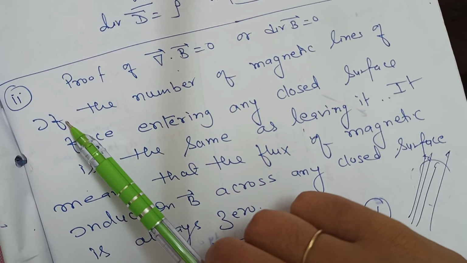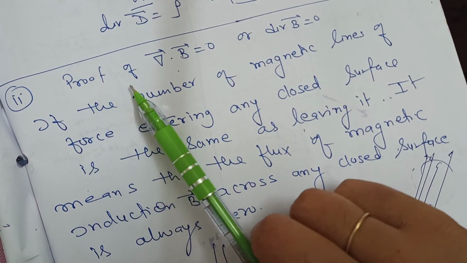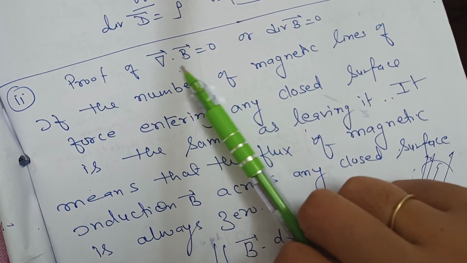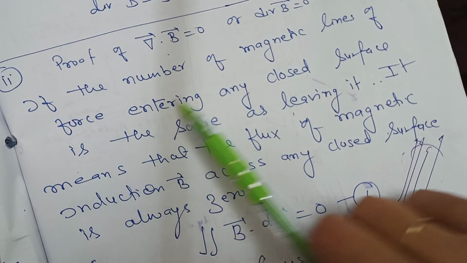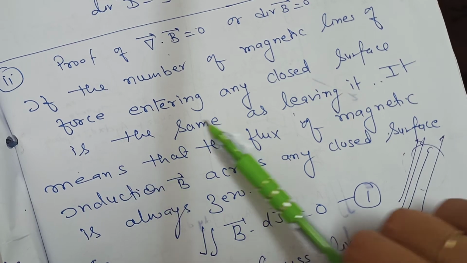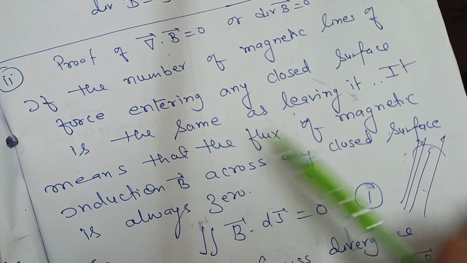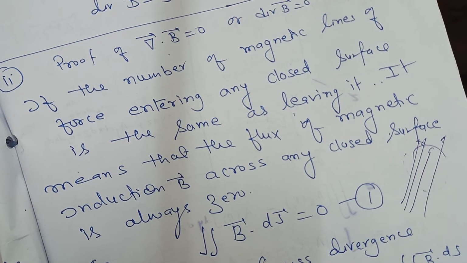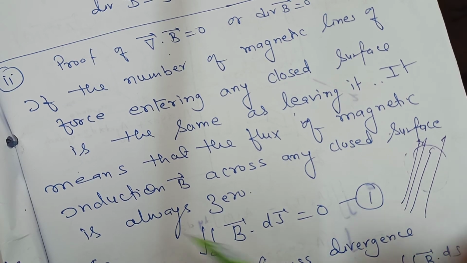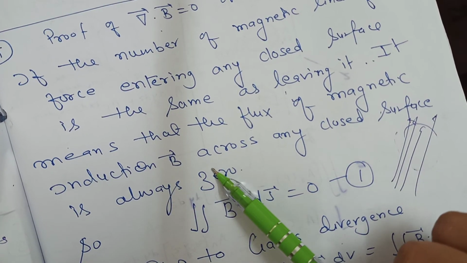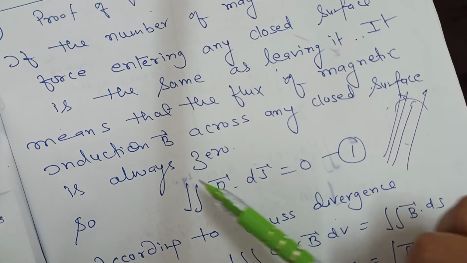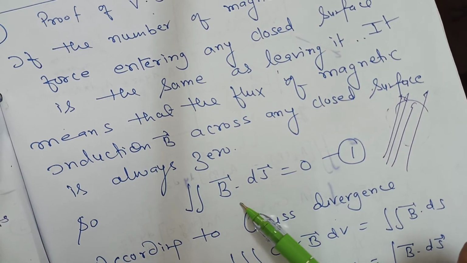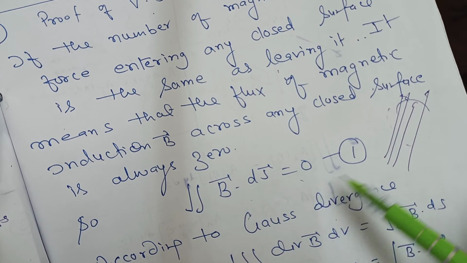Now the proof of the second equation. According to Maxwell's second equation, del dot B is equal to 0, or divergence of B is equal to 0. If the number of magnetic lines of force entering any closed surface is the same as leaving it, the magnetic flux coming in is the same as going out, it means that the flux of magnetic induction B vector across any closed surface is always 0. It means the surface integral of B dot ds is 0.